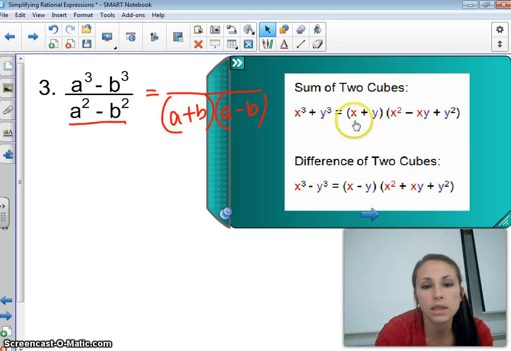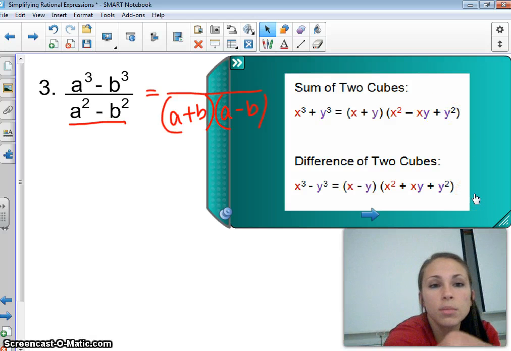So in order to get this binomial right here, we're always going to take the cube root of whatever we have here. So the cube root of x cubed is just x. Same thing for the y. The cube root of y cubed is just y. And once you get this, you can find these terms by using your first factor. So I would take x and square it to get the first term. And then to get the middle term, I'm just going to multiply x and y, or whatever these two terms are. And then for the last term, I'm just going to take y and square it.